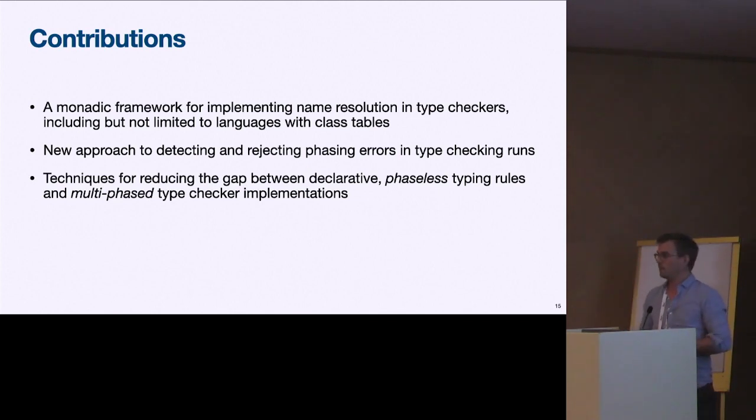And finally, we provide techniques that reduce the gap between specification and implementation. So using our techniques, we can write multi-phased type checker implementations, which is what you need in order to resolve names in general. But then there's a gap between that and the declarative specification, which does not involve phases. And we provide techniques that reduce this gap. So this is what you'll find in the paper. In the rest of the talk, I'll try to give a flavor of each of these contributions.